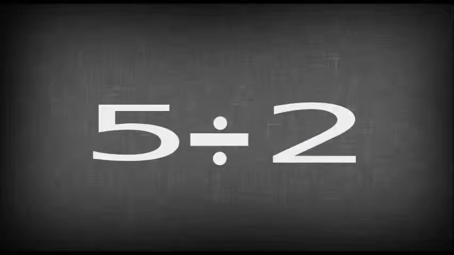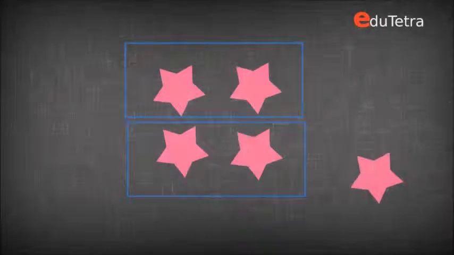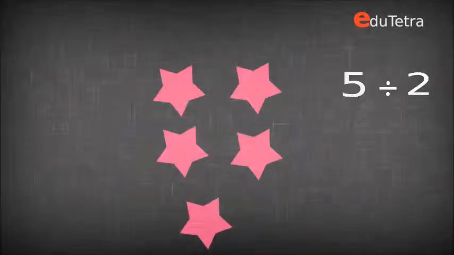Let us take another example, 5 divided by 2. Again, let us visualize using the stars example. Now we have 5 stars and we need to make groups of 2 each. Remember, each group should have exactly 2 stars, not more or not less. Only then we can call it a proper group.